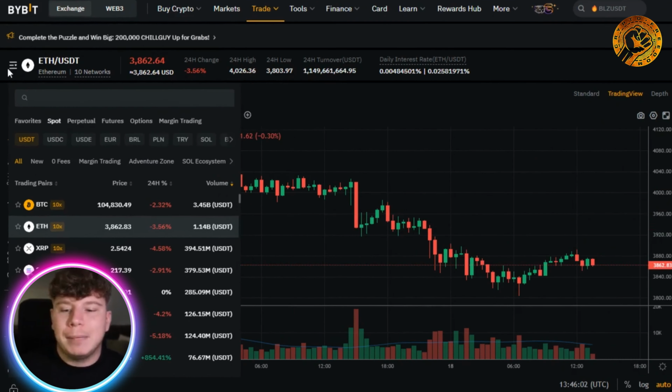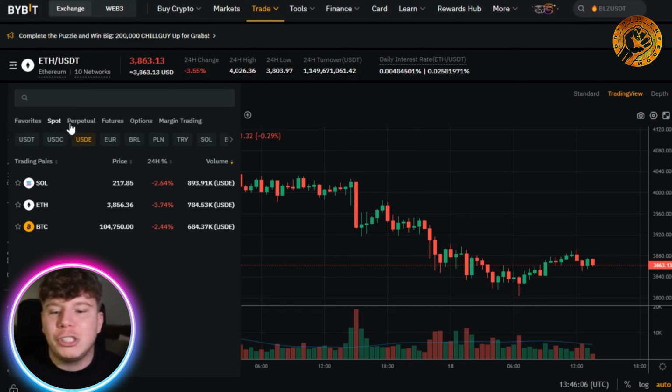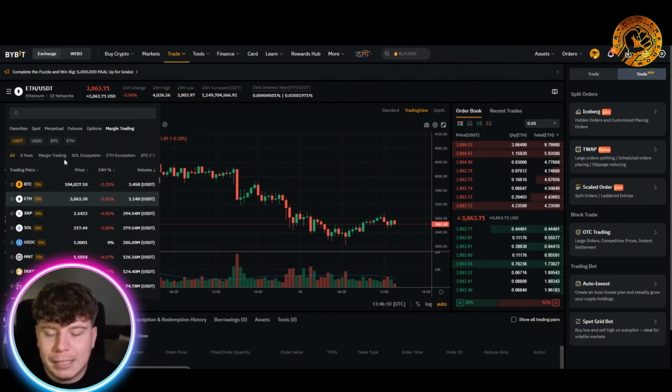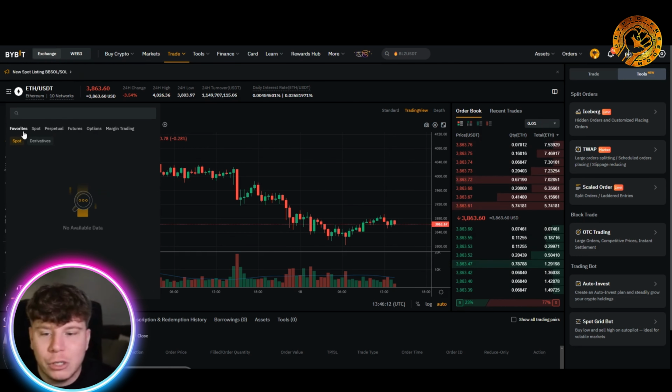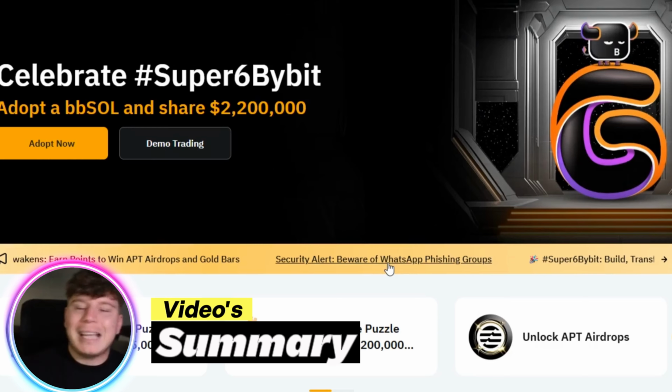To change your pair, simply come up here, go down. You could do USDC pairs, USDE pairs, and you could change this between perpetual, futures, options, and margin trading as well, guys. All right, so literally anything you want to do is up in this little toolbox, okay? And you can choose the pairs and things you want to trade. And that's how you trade on Bybit, guys.